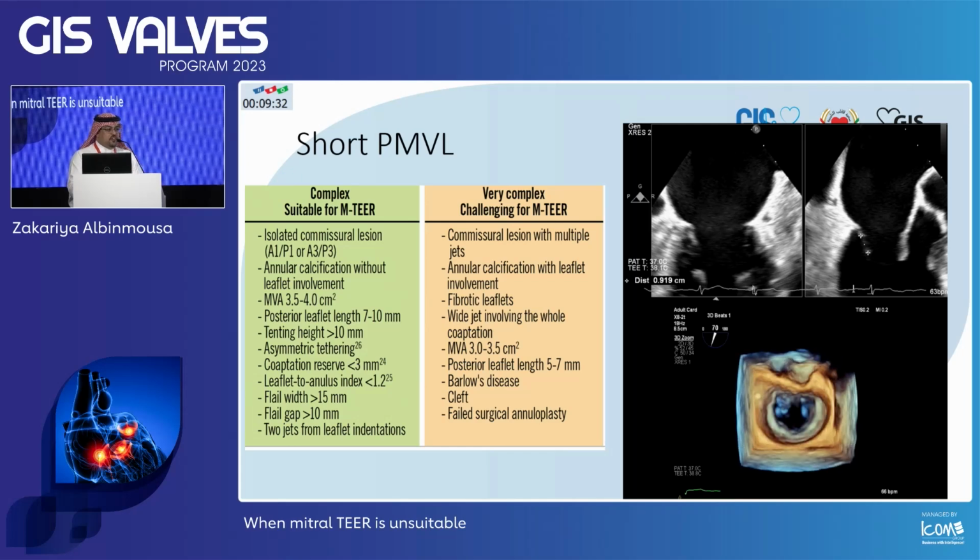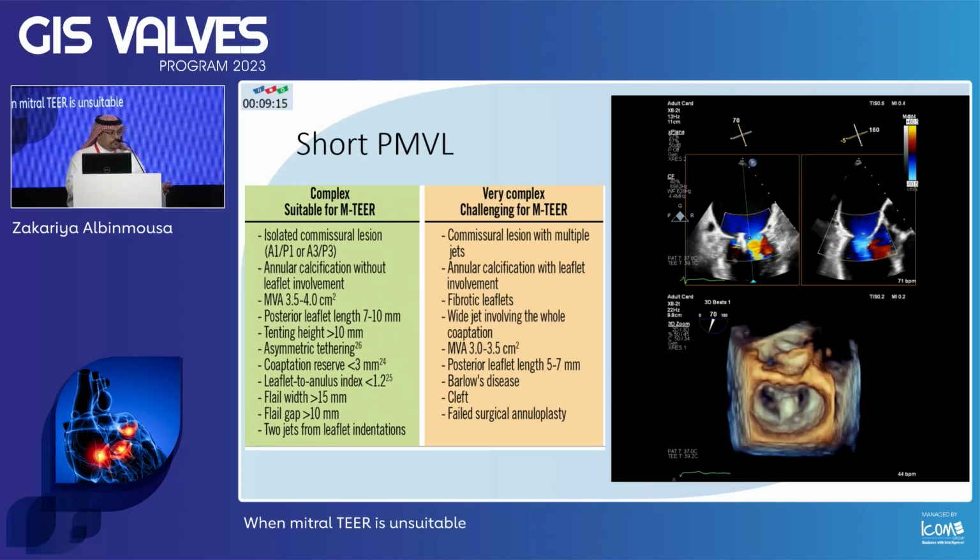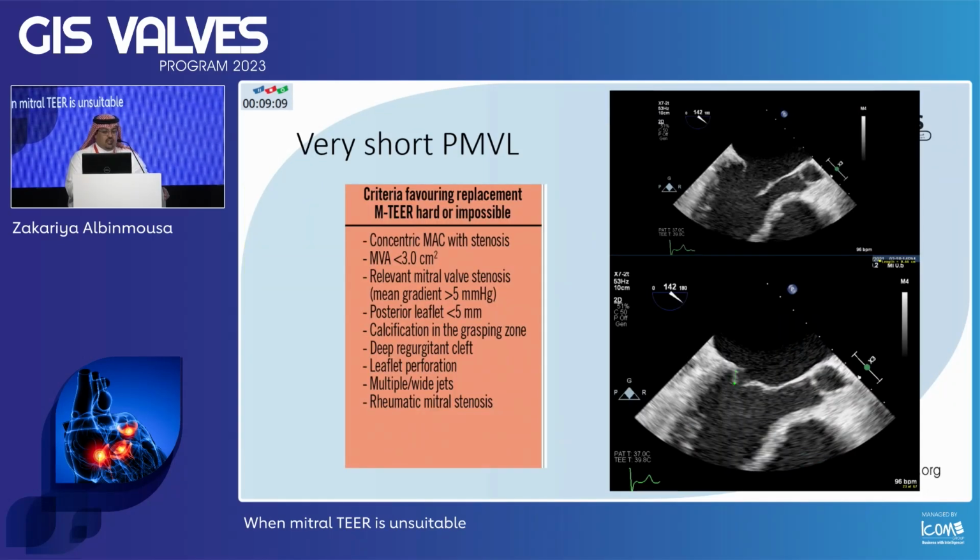A very frequent challenging anatomy is the short posterior mitral valve leaflet. The shorter the posterior mitral valve leaflet, the more difficult to grasp and the less optimal the result. However, it's possible, especially with expert hands from the interventional side. But if it is very short, like here in the range of 5 millimeters, you might not try it, and you might accept to stop there and not try to grasp it, especially if you are just starting up your program for mitral valve TEER.